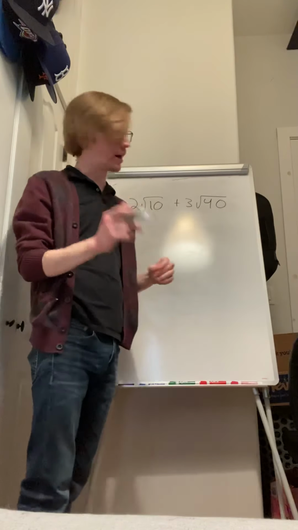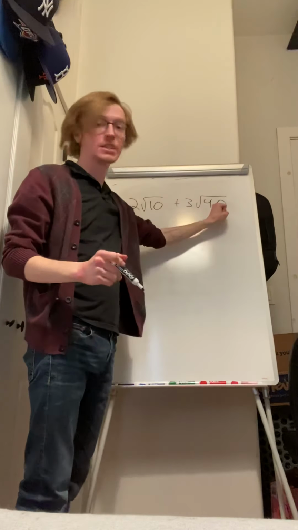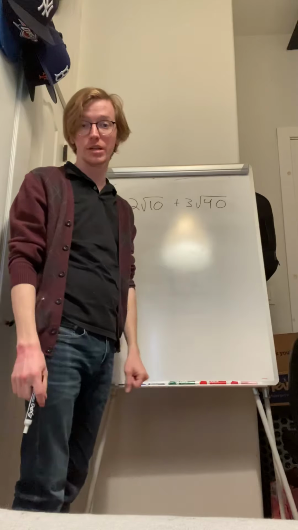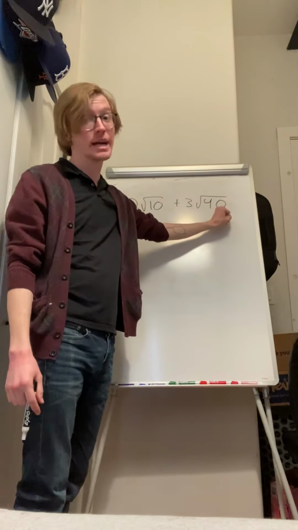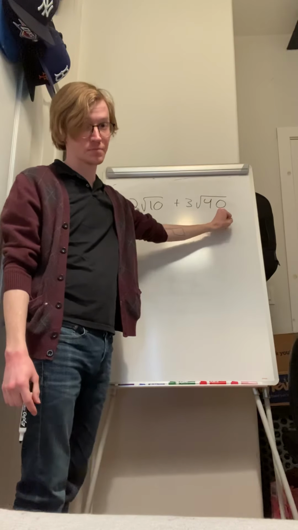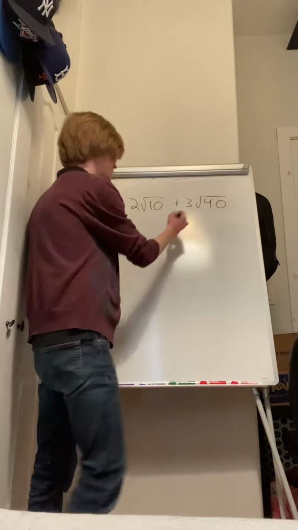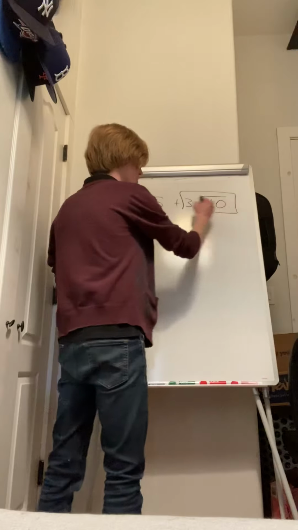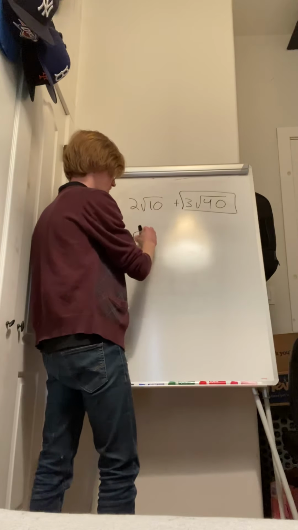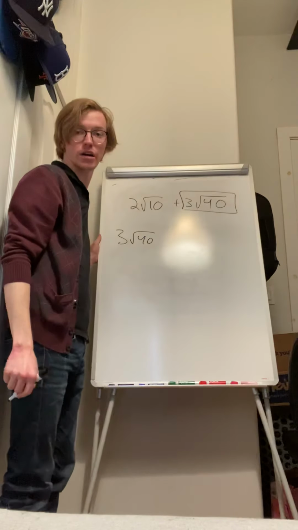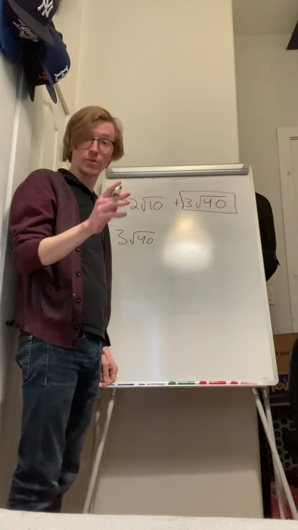Ask yourself the question, is this the simplest version of every term in this expression? And that answer is no. 3 square roots of 40 can be simplified down farther, right? So let's hone in on 3 square roots of 40 here for a second. Let's write it over here. 3 square roots of 40.